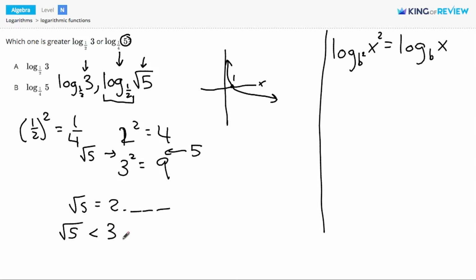And according to this graph, since this graph is decreasing, if square root of 5 is less than 3, the log will be higher. Let's say this point is square root of 5 and this point is 3. Square root of 5 has a higher log than 3 does because the graph is decreasing. So the log base 1/2 of the square root of 5 will actually be greater than the log base 1/2 of 3. And so the log base 1/4 of 5, which we turned into the log base 1/2 of square root of 5, will be the greater log.